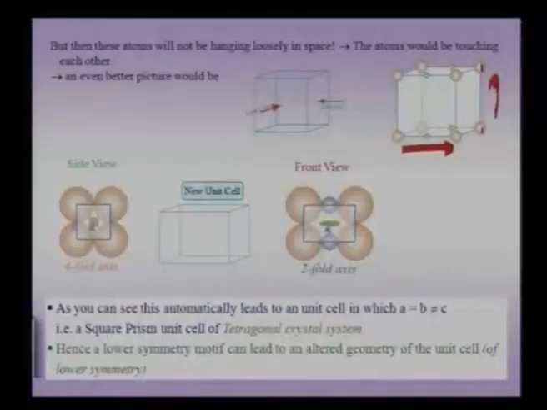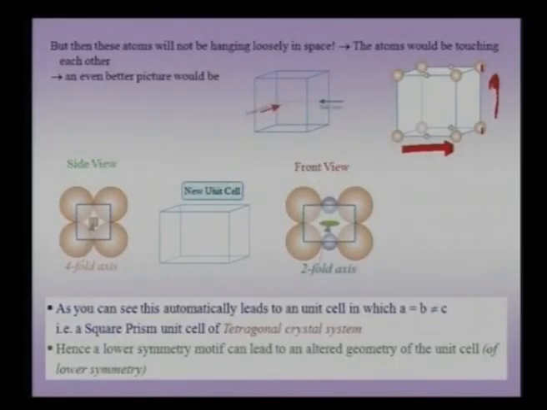So, this is perhaps a simplistic example, but nevertheless brings out the important point that the kind of motif we have put automatically leads to a unit cell in which A is equal to B, but not equal to C, and the unit cell will be a square prism, that of the tetragonal crystal system, and hence the lower symmetry of the motif can lead to an altered geometry of the unit cell of lower symmetry.